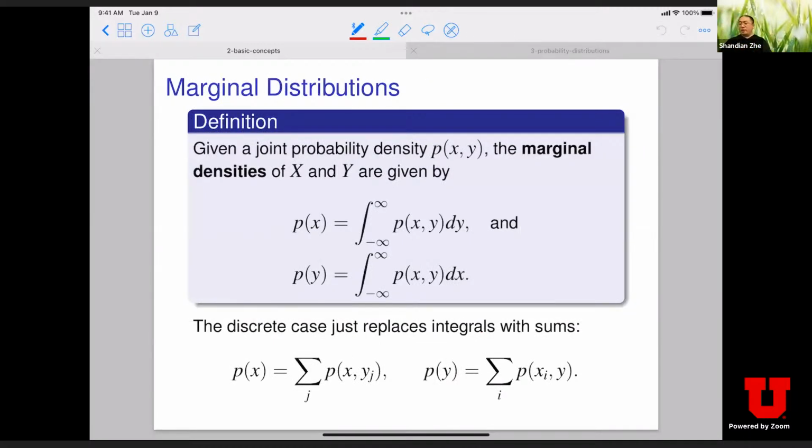And with the joint probability density, we can talk about the marginal density. Those are all just calculus. If we want to get the marginal density of a single random variable X, we just integrate the joint density with respect to the other variable. If you want p of x, integrate p of x and y with respect to y. If you want p of y, integrate p of x and y with respect to x. If it is discrete, then you just sum out the values that y can take.